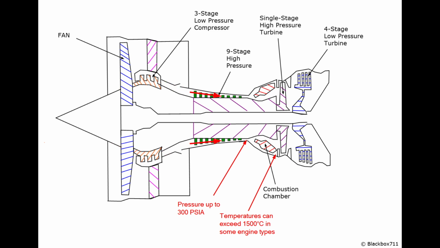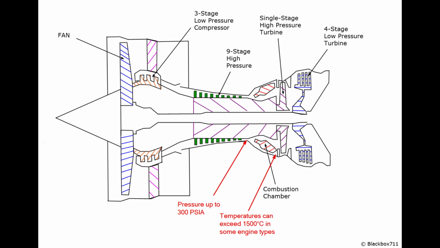And there, first of all, it is compressed by a low pressure compressor, in this case a 3-stage compressor, then goes into the high pressure compressor, which has in this case 9 stages. It then goes into the combustion chamber where fuel is added and ignited, and then the hot and very fast moving air mass goes through the turbine section of the engine. In this case we have 2 stages, a single stage high pressure turbine and then a 4-stage low pressure turbine. So the turbine section of the engine is connected with the compressor section and the fan assembly. So the rotation of the turbine then drives the compressor and the fan.